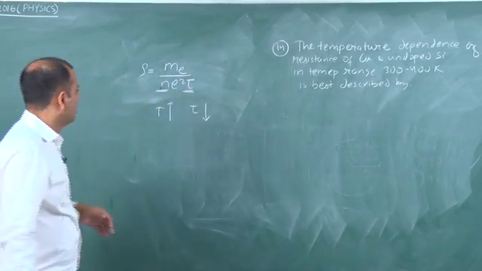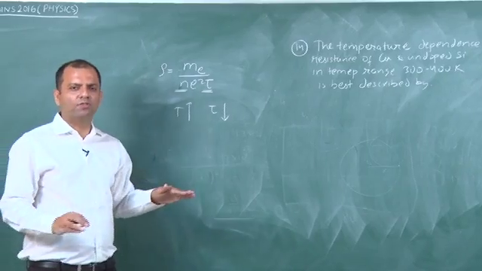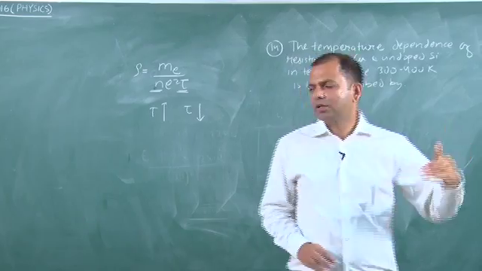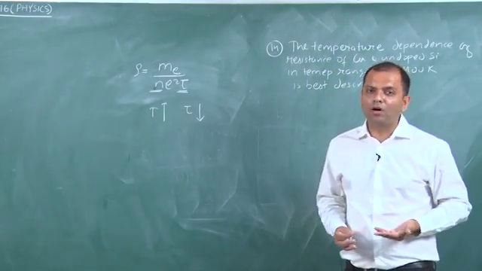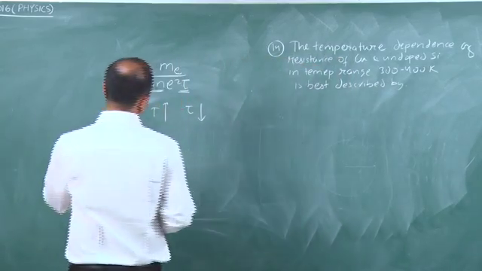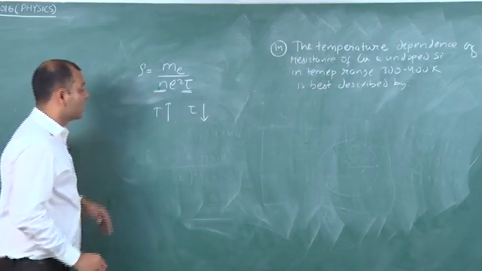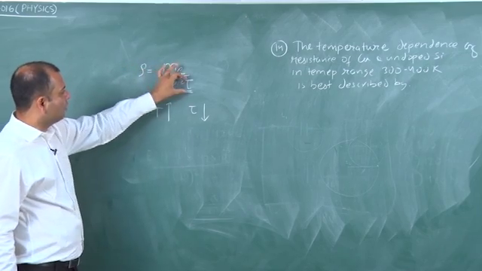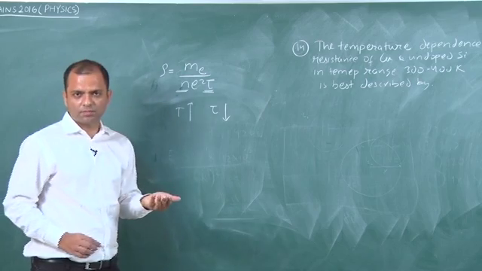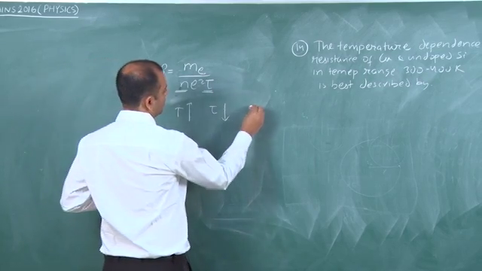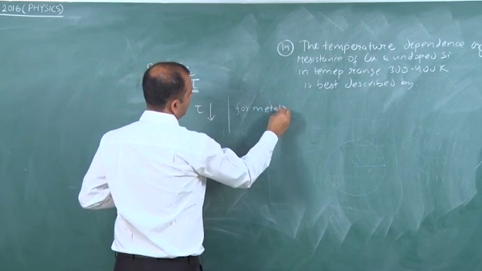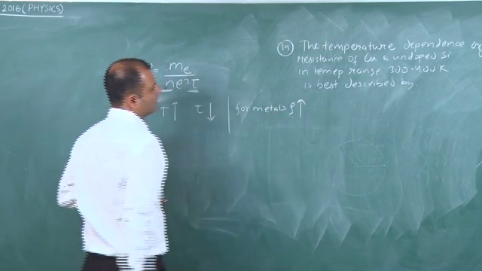At room temperature, almost 99.99% of the valence electrons in a metal are free. So, even if we increase the temperature, the fractional increase in the number of free electrons is negligible. So, we can say that for metals N is almost a constant, tau is decreasing. As temperature increases, what will happen to rho? Rho will increase. So, for metals, rho increases with increase in temperature.